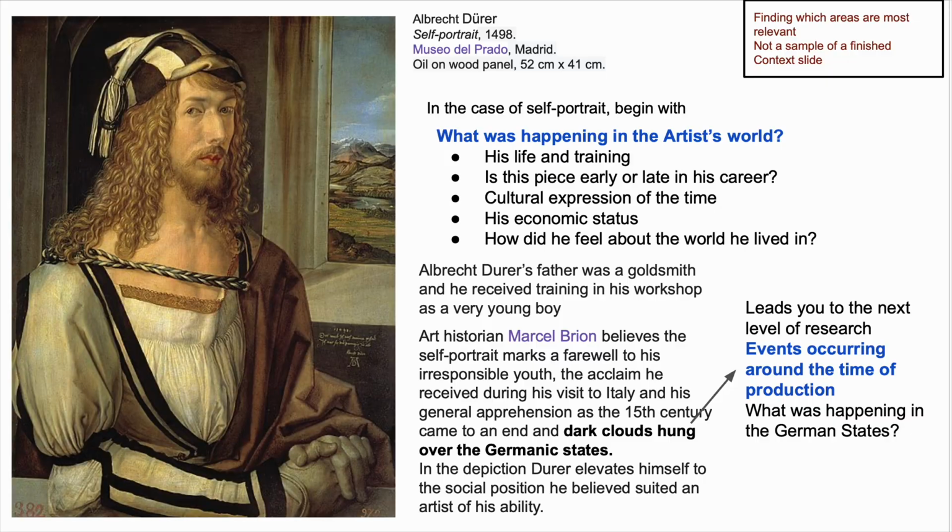So let's look at some works so you can see how you'd start. So first I want to draw your attention to the upper right.